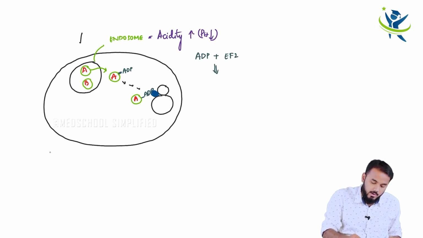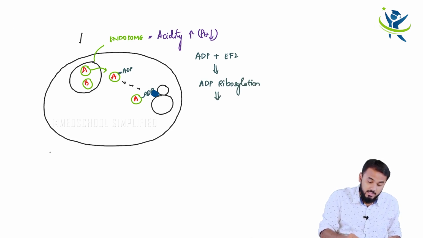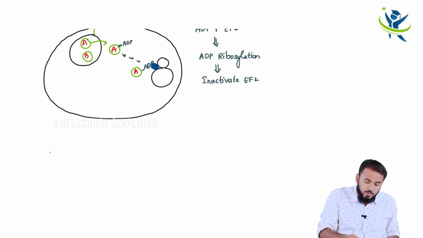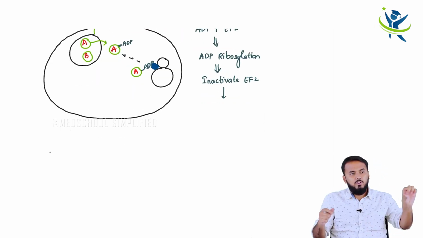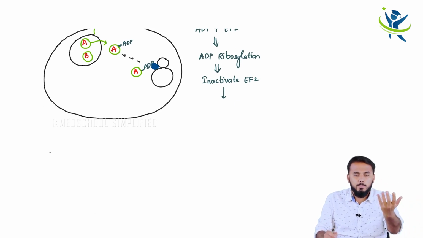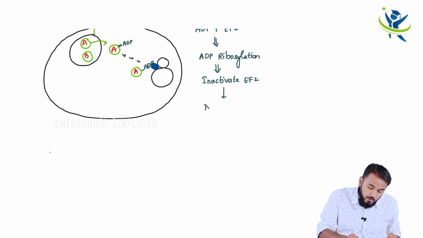ADP attaching to elongation factor 2, this process is called ADP ribosylation. Whenever there is ADP ribosylation, it will inactivate your EF2. Elongation factor has got inactivated now. When elongation factor has got inactivated, do you think there will be further amino acid progression? No. When there is no further addition of amino acids, do you think a protein is formed? No. So there will be no protein synthesis.